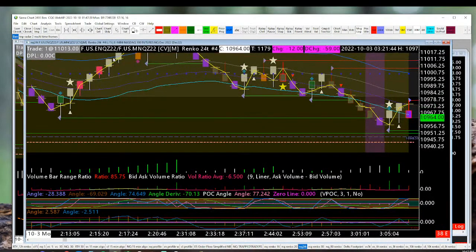Yeah, that's good. See that one, see how it's got that little hole? I don't like this. The problem is there's actually another green bar.